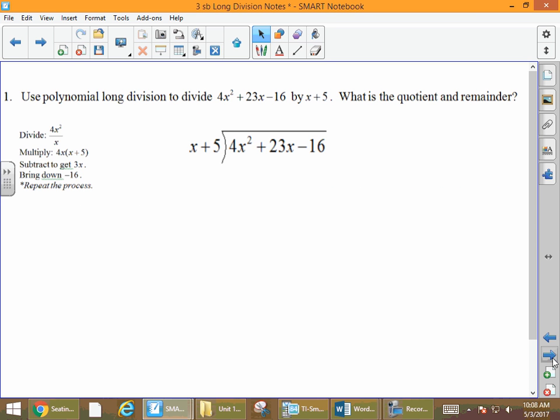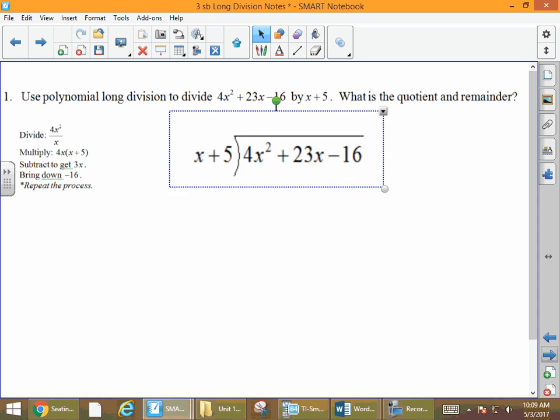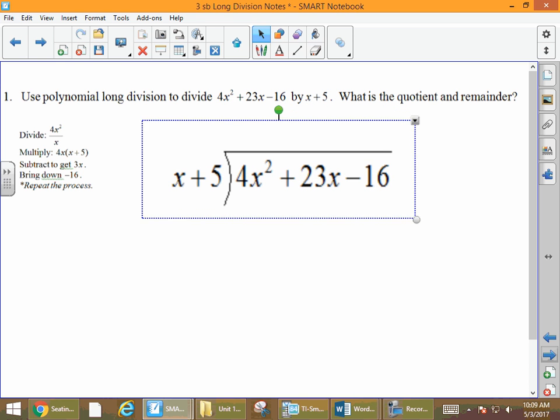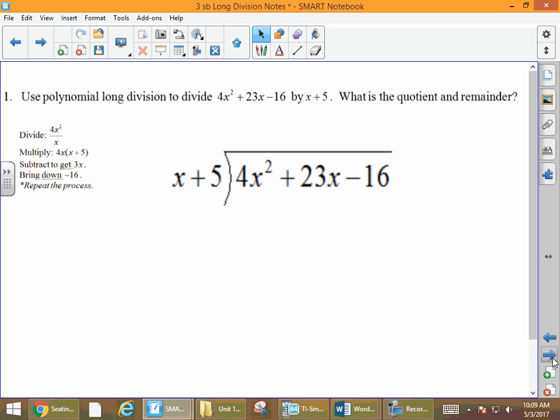But here's our steps here. Use polynomial long division to divide 4x squared plus 23x minus 16 by x plus 5. We want to find the quotient, and we want to find the remainder. The quotient is an answer to a division problem, and the remainder we may or may not have one.